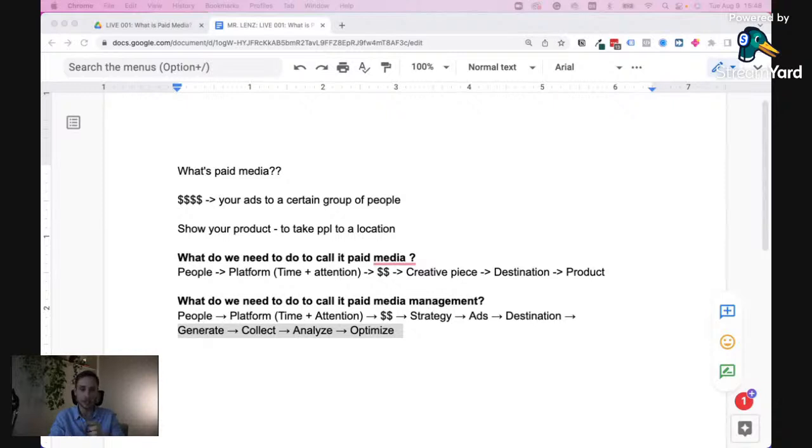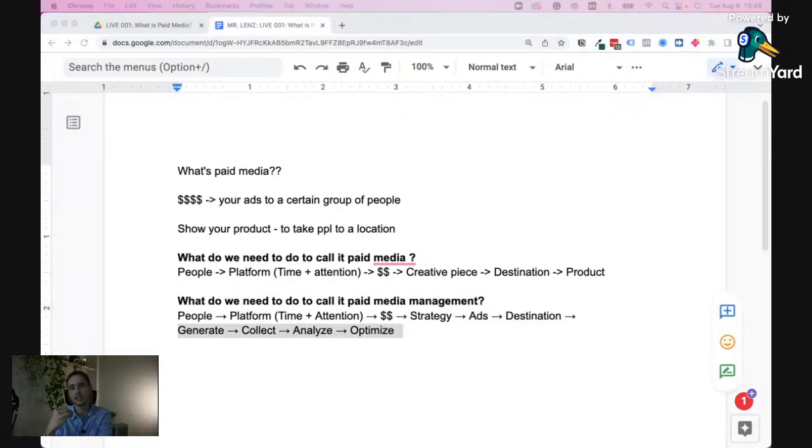Generate data. You need to put money on it, spend money on the platforms, be it Facebook, Google, LinkedIn, Pinterest, you name it, TikTok ads, all paid media platforms. You need to put money. Say, hey, show this creative piece to this group of people, and then you get a lot of data from it. Then you collect this data.